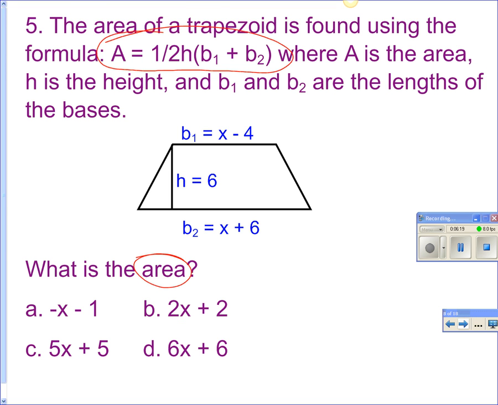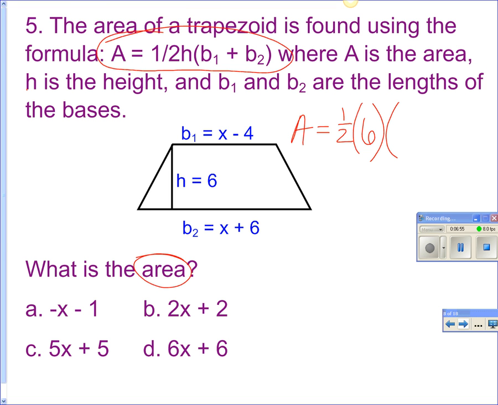All right, they've given you the formula. Why do you think they gave you a formula? For you to use it. All right, they gave you the formula for you to use it. So A equals 1/2. It says H stands for the height. Well, if I look at my picture, what is the height? 6. What does it mean when the 1/2 is next to the H? Times it. So I'm going to times by 6. I'm going to put that in parentheses.